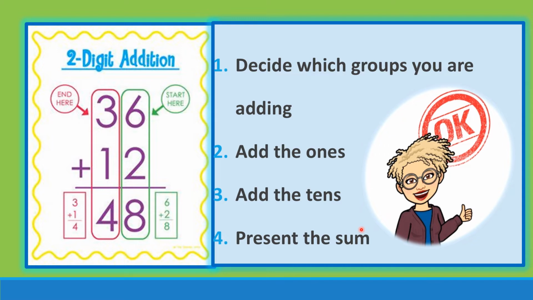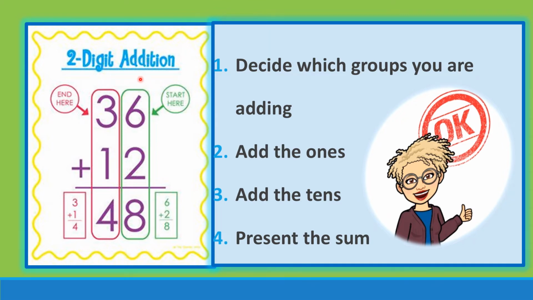When adding two-digit numbers, always add the ones first. Always add the ones first, and then the tens. When adding two-digit numbers, always add the ones first. Always add the ones first, and then the tens.